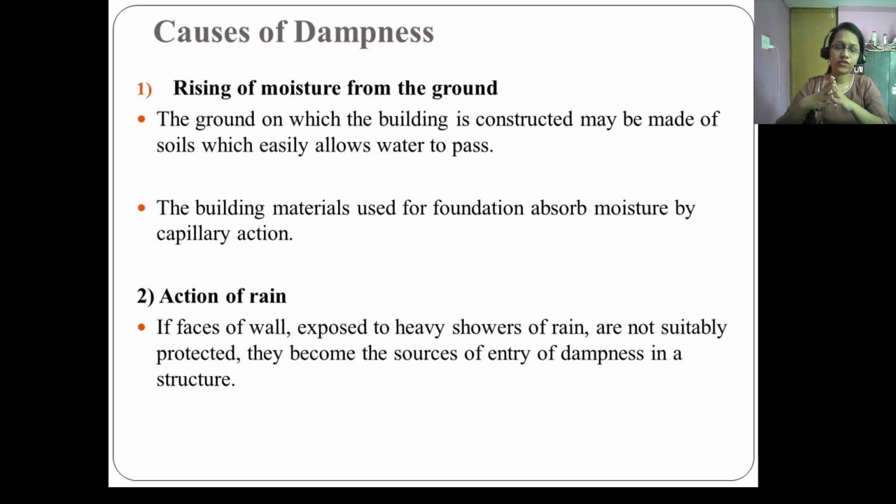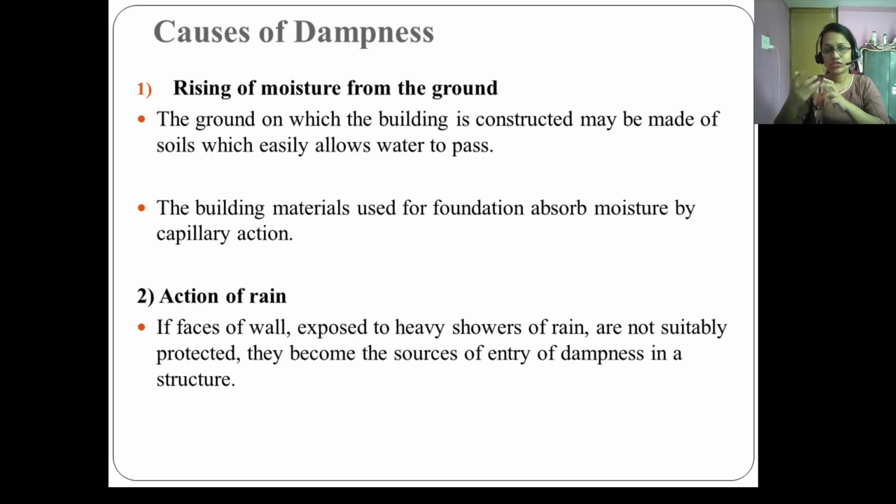Groundwater rise will also result in moisture entry into the building through walls and floors. The ground on which the building is constructed may be of soils which easily allow water to pass. The building materials used for the foundation absorb the moisture by capillary action. Then we have the action of the rain. Rain travels from the wall top. If the wall tops are not properly protected from rain penetration, the rain will enter the wall and travel down. Leaking roofs will also permit water to enter.